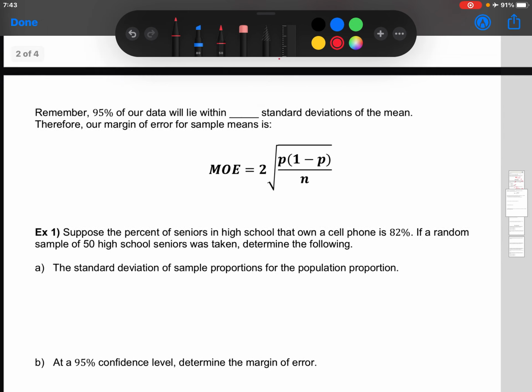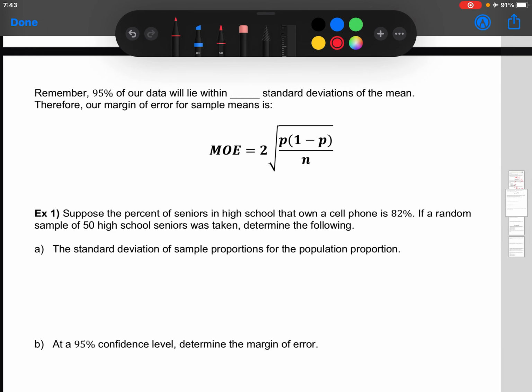Okay. So now remember, 95% of our data lie within 2 standard deviations of the mean. Therefore, our margin of error of sample means is 2 times our standard deviation. Again, this is a standard deviation for, right? This is your standard deviation for your sample proportion. That's what it is.